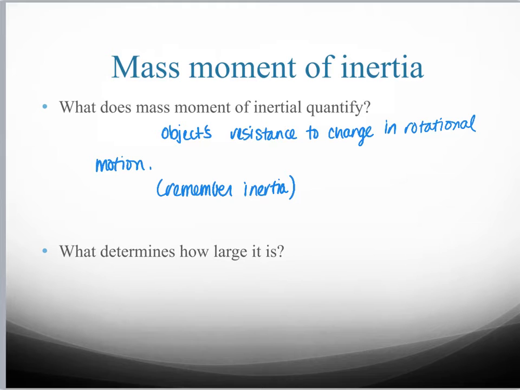So it's talking about how hard it is to get something rolling or spinning, or how hard it is to stop that rolling or spinning. And what determines how large it is again, the sum of the masses times the radius squared. So the mass can be just a single point mass located at some distance away from an axis of rotation, or it could be a little piece of mass, and we might find the moment of inertia through integration.